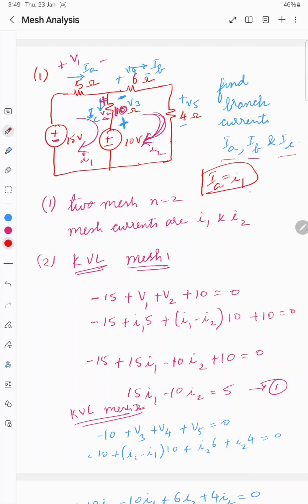Okay, what is IB? The current flowing through 6 ohms. So IB is equal to I2. Right? What about IC? IC is the current flowing through 10 ohms. Right? So it is flowing from top to bottom. If you see IC, it is flowing from top to bottom. So I1 is flowing from top to bottom, and I2 is going in the opposite direction. So IC is I1 minus I2.